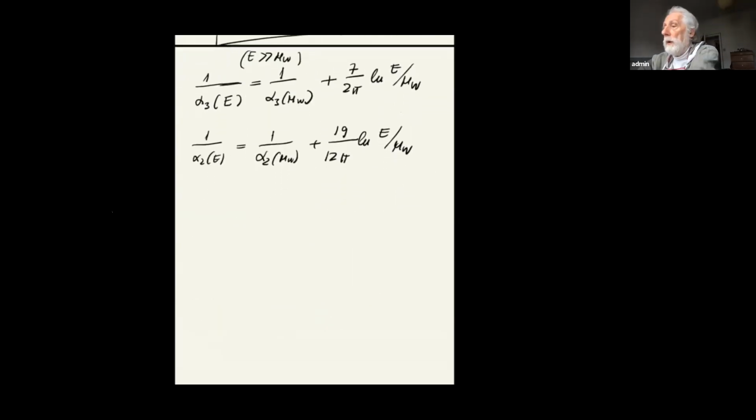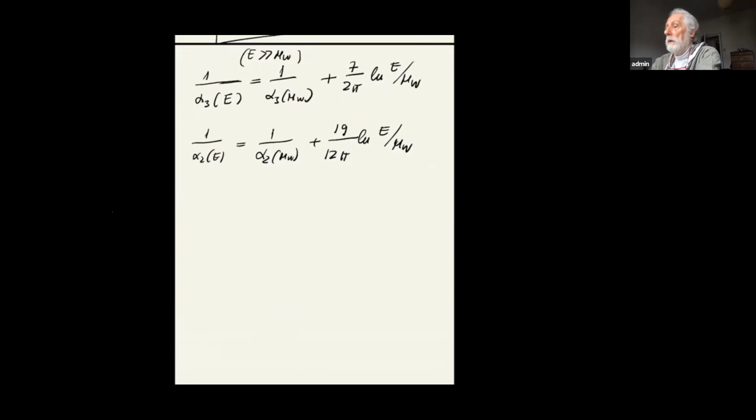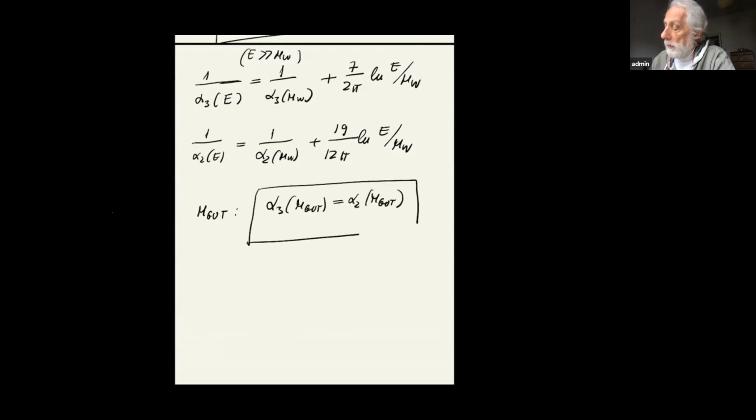I can stop in at, what time is it? I'm almost done. So what is the MGUT? There's the scale where alpha 3 of MGUT is equal to alpha 2 of MGUT by definition. This is what you told me before. That's the scale where they apparently unify.